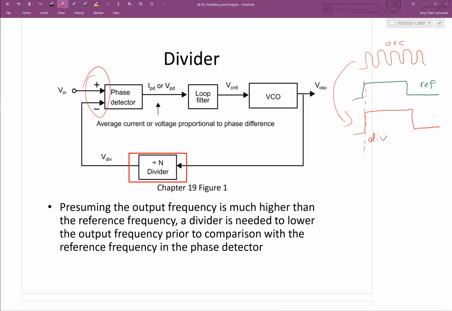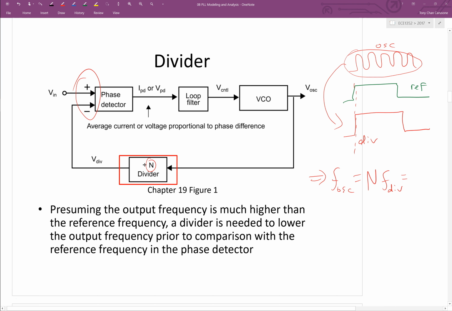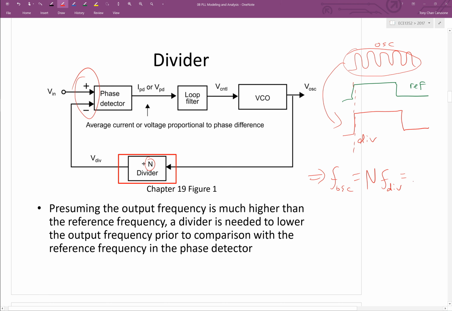And the divided clock is a divided down version of the output clock. It's divided by n. Uppercase N is the constant we use for that. So it means that the output frequency, FOS, has got to be n times greater than the divided down frequency. And in steady state, in lock, the divided down frequency will be the same as the reference frequency. So you'll see that that number n, the dividing ratio, is what actually determines the output frequency. The output frequency is going to be n times the reference.